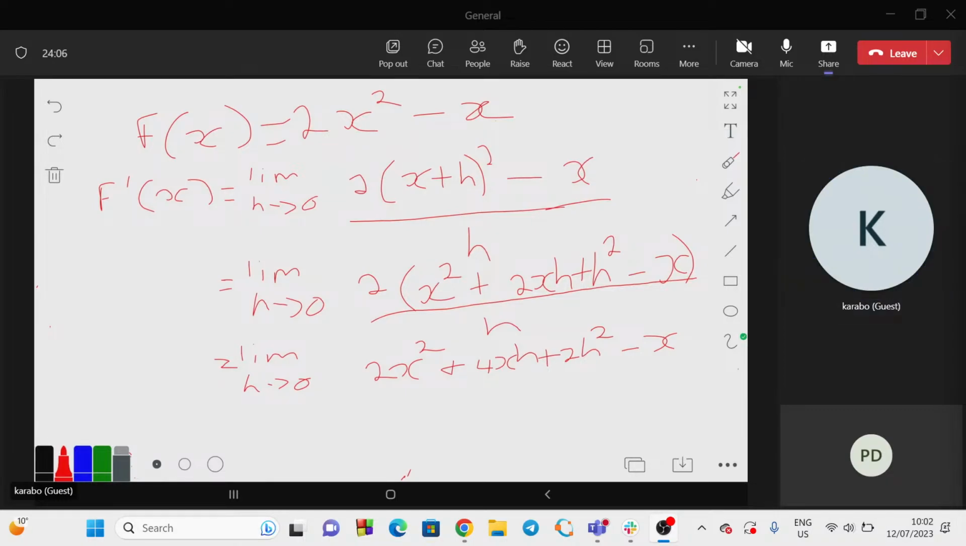So far you are doing good, but you made a mistake. Did you see your mistake? The mistake that you made in the first line, you said 2 in brackets x plus h squared, which is fine, but you say minus x only. Minus x.